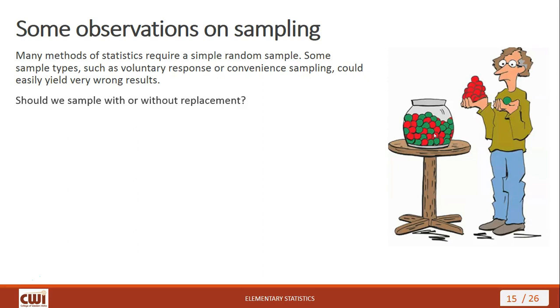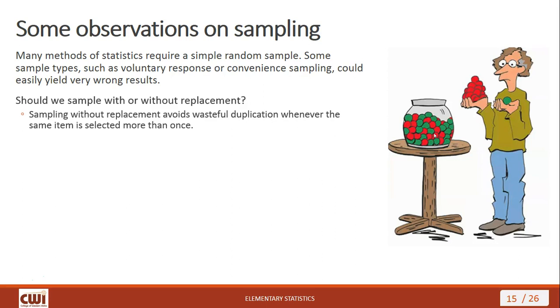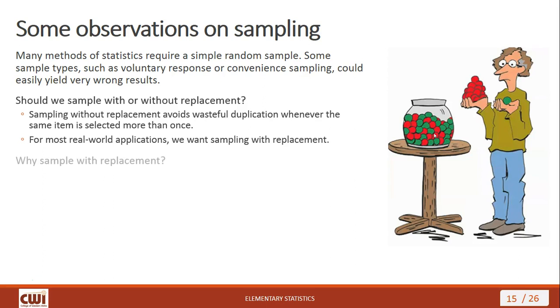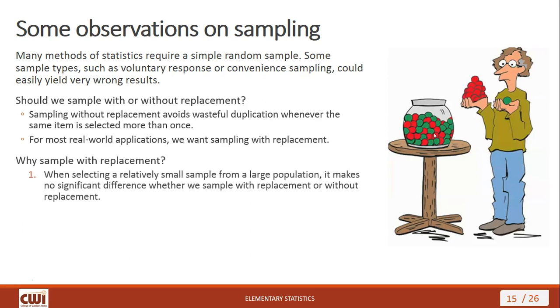That's an excellent question. Well, in the first place, sampling without replacement will avoid a lot of wasteful duplication whenever the same item is selected more than once. And for most real-world applications, this is what we want. We want to sample with replacement. Why would we sample with replacement? Well, in the first place, when we're selecting a relatively small sample from a large population, it really doesn't make much difference whether we sample with replacement or without replacement, because the sample size is so small relative to the size of the entire population.